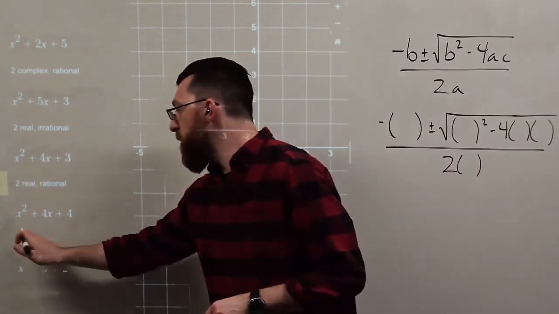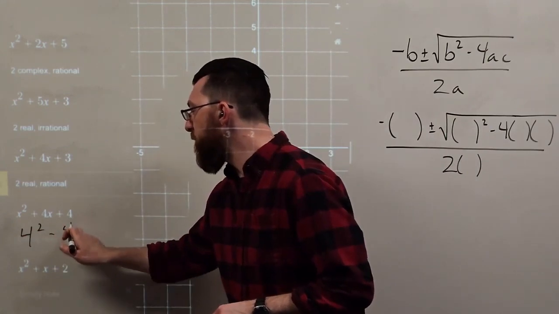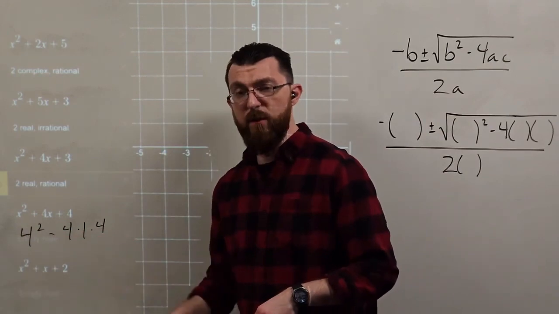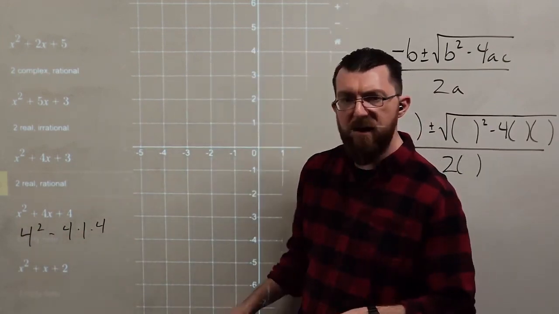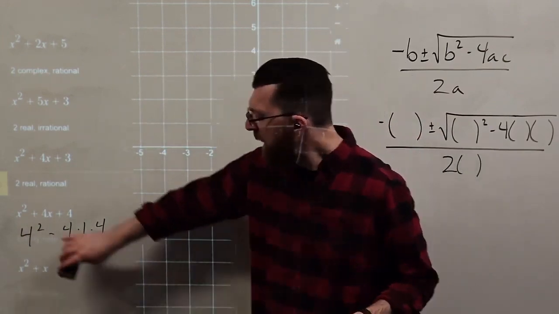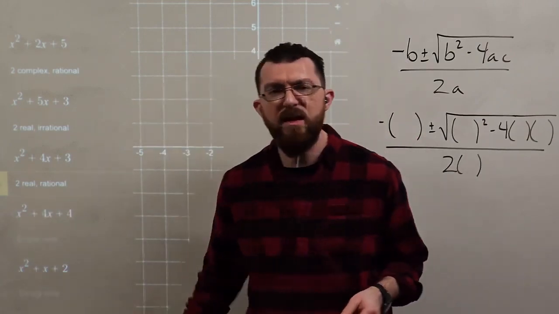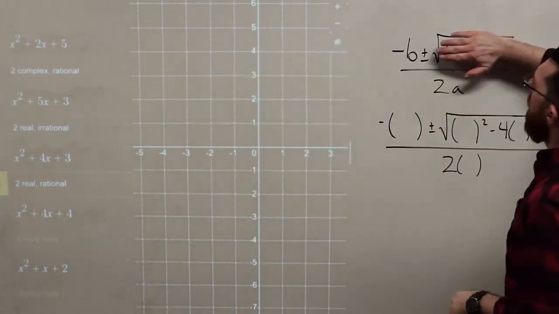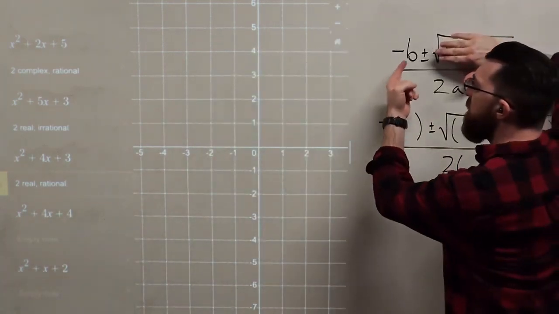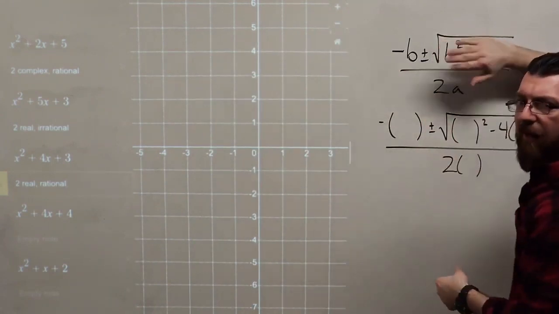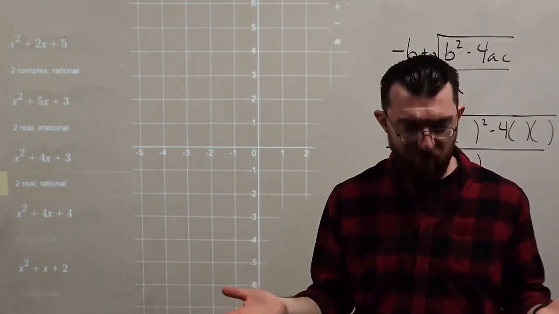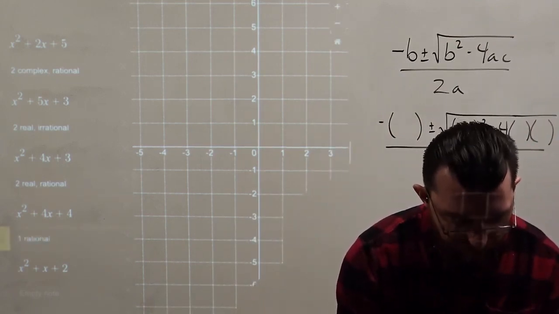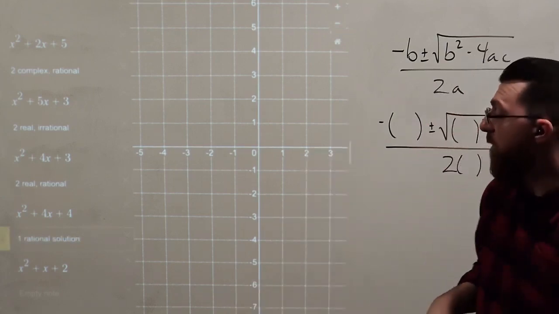Moving on down, x squared plus 4x plus 4. b squared is going to be 4 squared minus 4ac. Well, would you look at that? 4 squared minus 4 times 1 times 4. That's 16 minus 16. That's 0. If b squared minus 4ac equals 0, then this discriminant just doesn't appear. If that's gone, all that's left is minus b over 2a, and there's not 2 numbers anymore. One solution, just one rational solution. That is negative b over 2a.